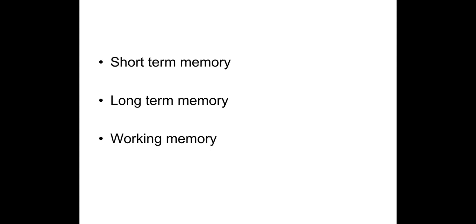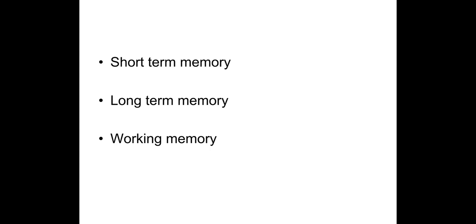So, what is working memory? It is a form of short term memory. Here, the information is retained only for short periods. For example, to look up a telephone number before dialing.